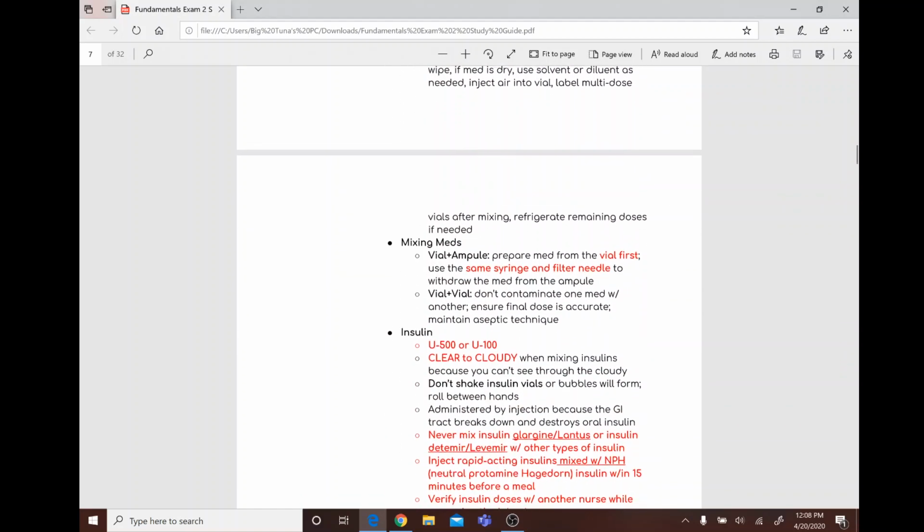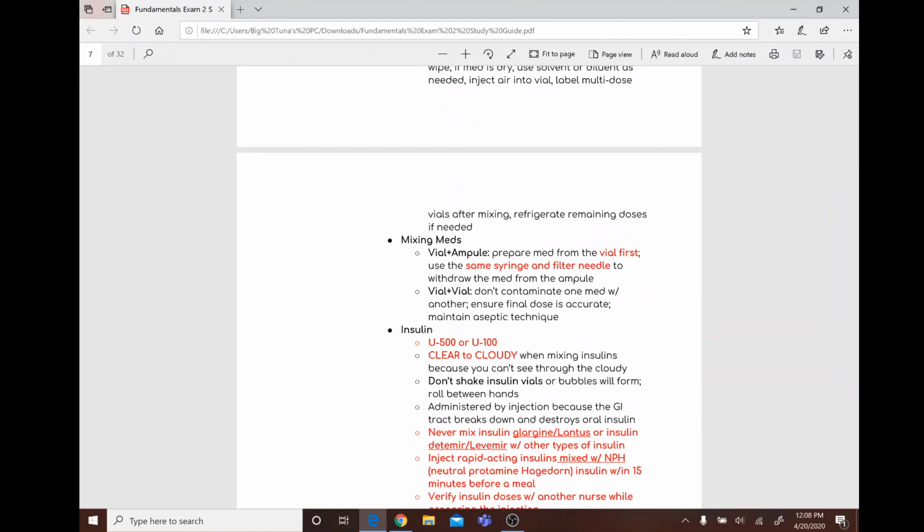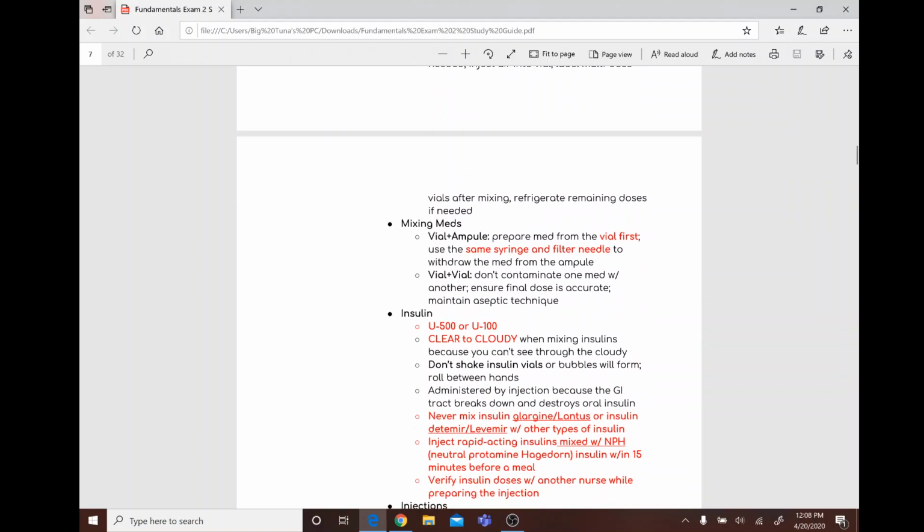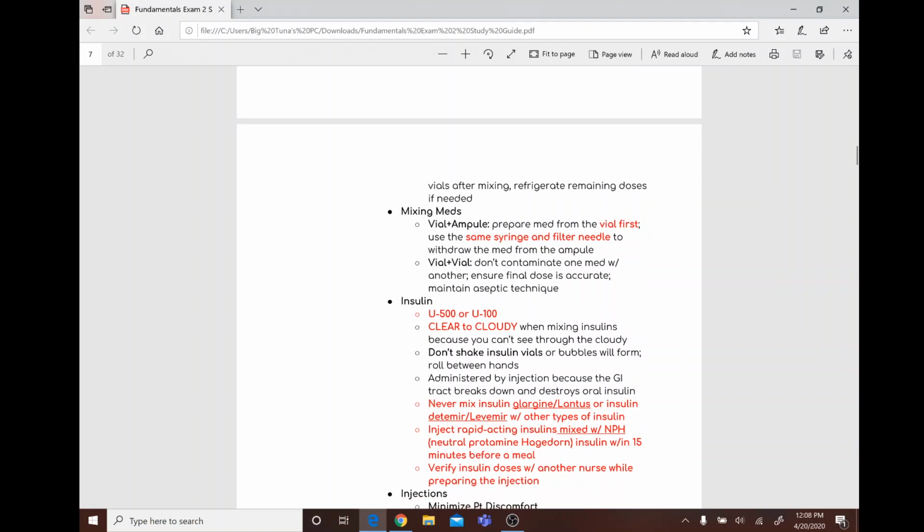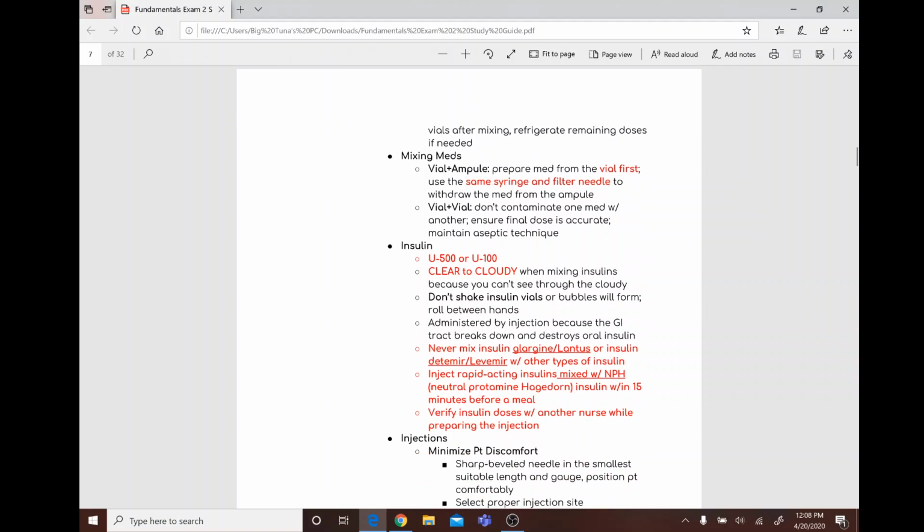Alright. How are we going to prepare vial plus ampule meds? Prepare the med from the vial first. Use the same syringe and filter needle to withdraw the med from the ampule. How are we going to prepare meds from vial to vial? Don't contaminate one med with another. Ensure the final dose is accurate and maintain aseptic technique.